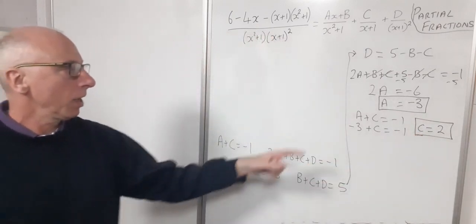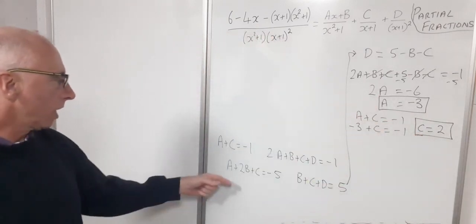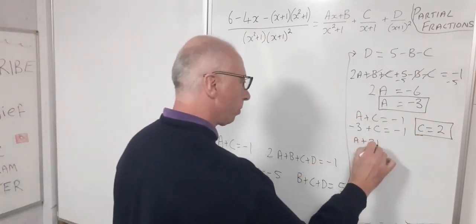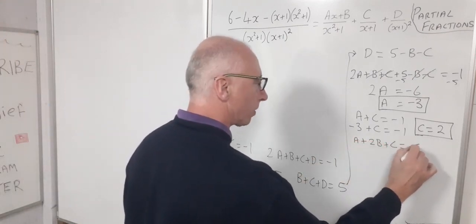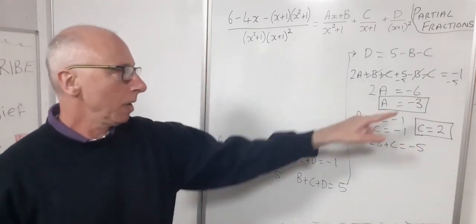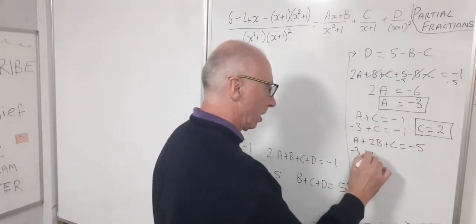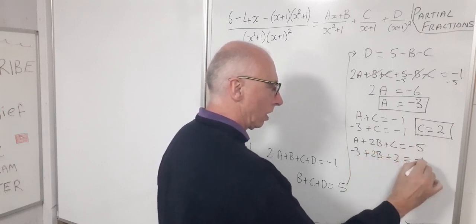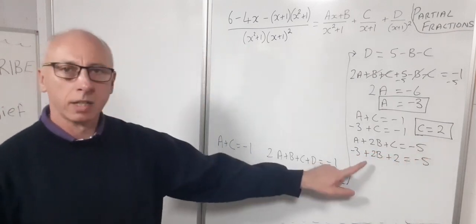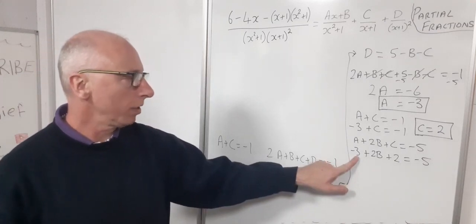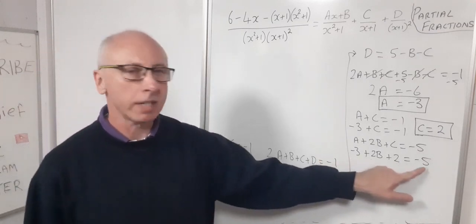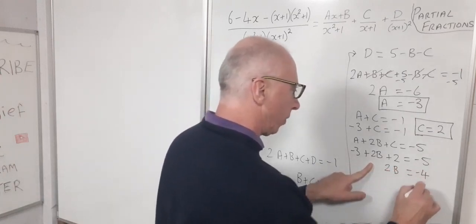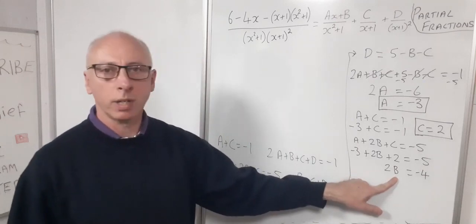Okay, now if I know what a and c are, I can plug that into this one. So I've got a plus 2b plus c equals -5. A is -3, 2b we're going to find out, c is 2, and that's -5. Okay, 2 minus 3 is -1. So to get rid of -1 on this side, I need to add 1. So 2b will equal -4. So therefore b will equal -2.